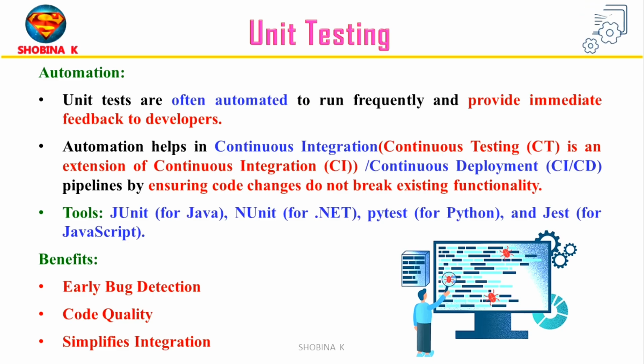There are some testing frameworks which are commonly used for unit testing: JUnit, NUnit, PyTest, and Jest. JUnit is widely used for unit testing in Java projects. JUnit provides a framework for writing and running tests to validate individual units of code. NUnit is similar to JUnit, but it is tailored for .NET languages like C# and VB.NET. NUnit is used for writing unit tests in the .NET ecosystem.